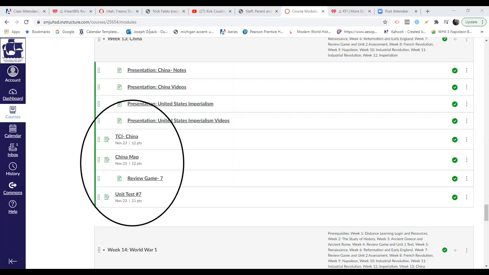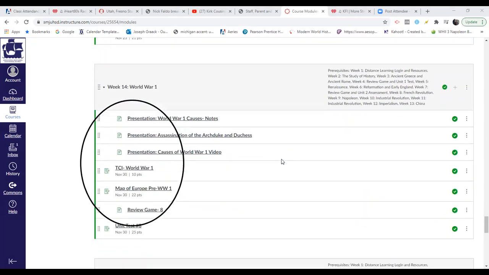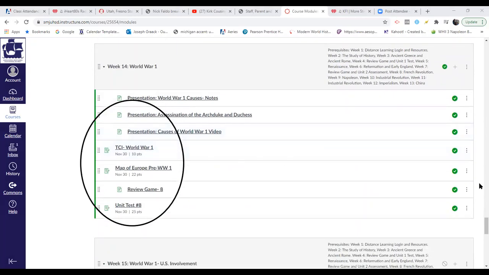What we've talked about today in terms of the causes of World War I will not be due until November 30th. So quite a few days from now. And we'll talk more about that tomorrow.